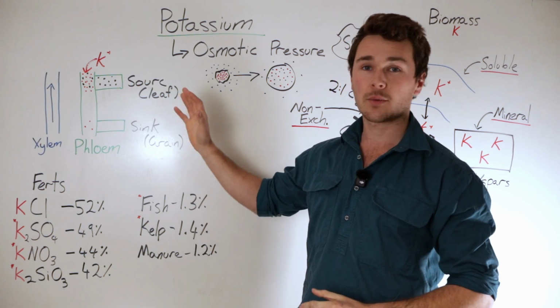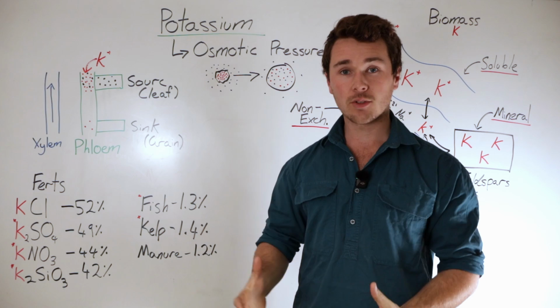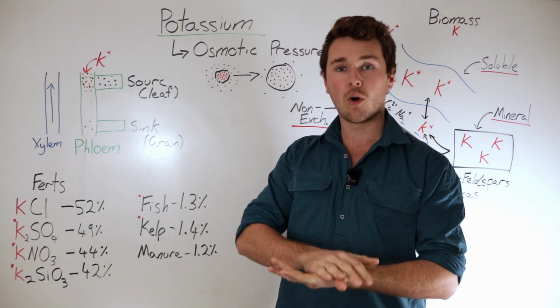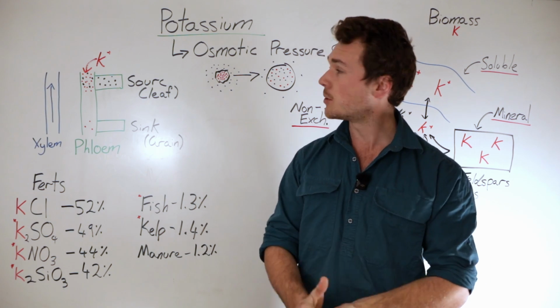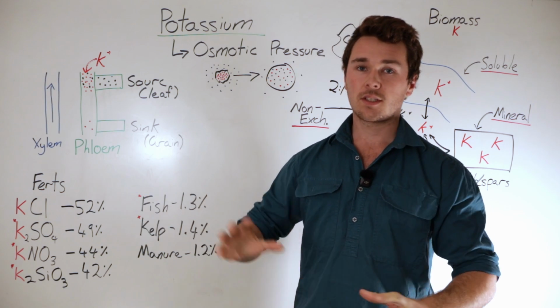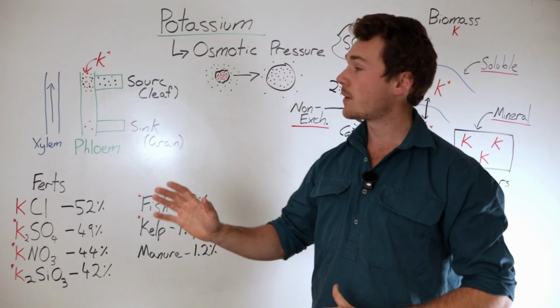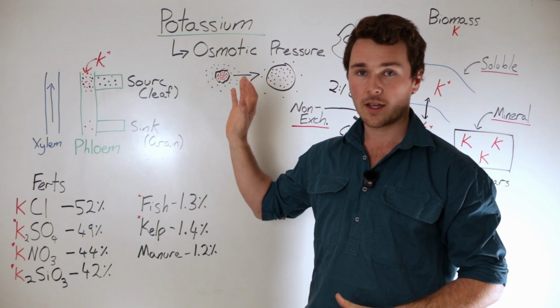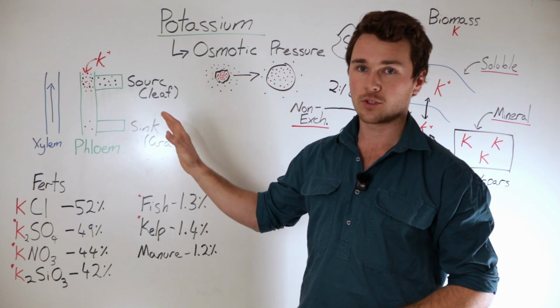So in researching this, I came across some really interesting studies and concepts that I think would be able to almost completely reduce our potassium inputs. So unlike nitrogen and phosphorus, which we talked about in the other videos, potassium is one of those things where I think we could definitely almost completely reduce our inputs.